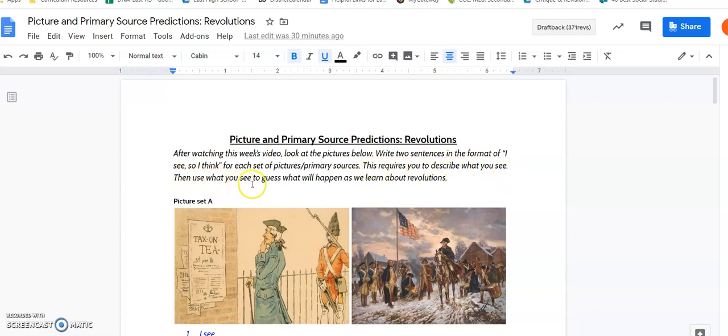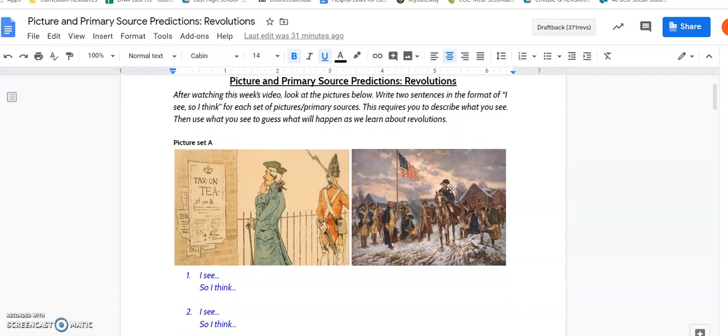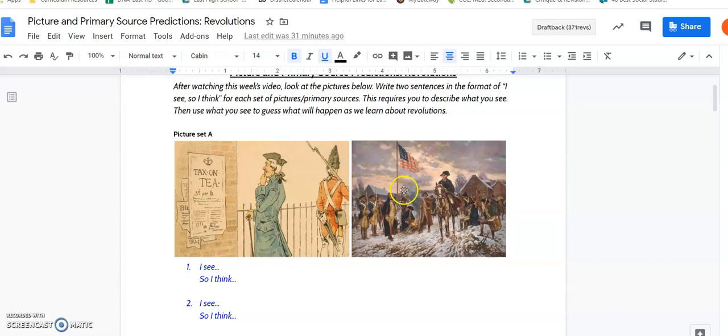Then use what you see to guess what will happen as we learn about revolutions. So you should complete this before you move on to the close reading. This is a very important step in your thinking to make predictions. So let's go ahead and take a look here. Examine both pictures. I see, so I think.